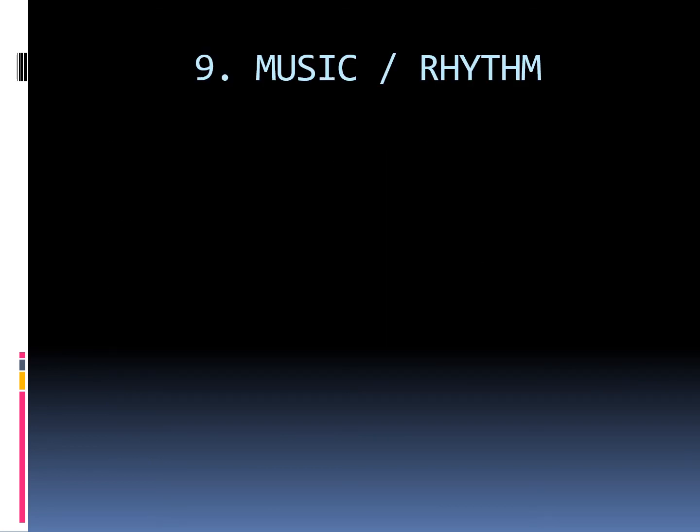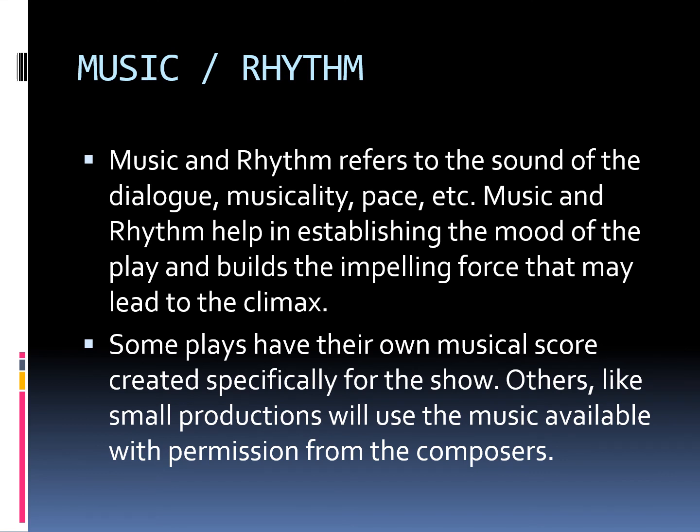Music and rhythm. Music and rhythm refers to the sound of the dialogue, musicality, pace, etc. Music and rhythm help in establishing the mood of the play and builds the impelling force that may lead to the climax. Some plays have their own musical score created specifically for the show. Others, like small productions, will use the music available with permission from the composers.